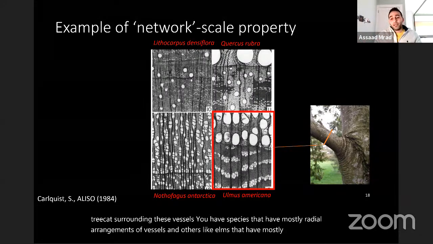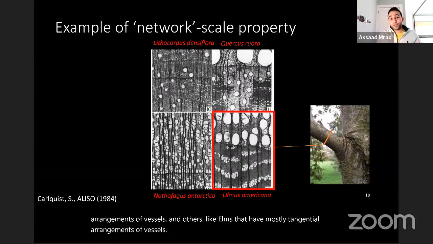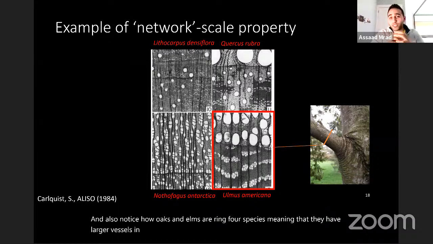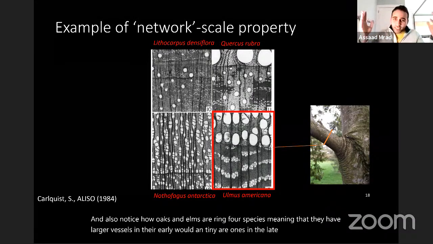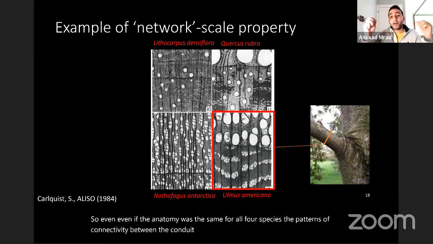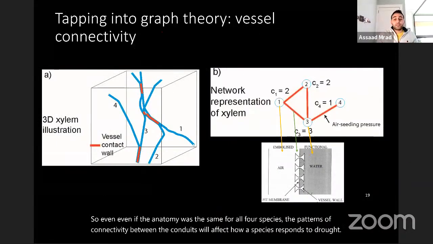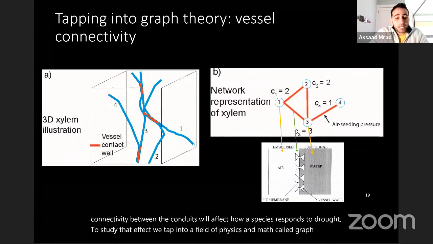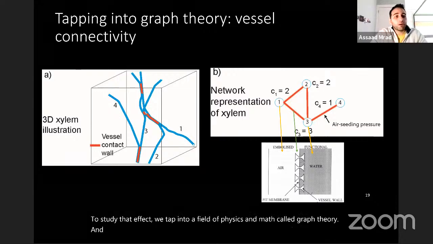And also notice how oaks and elms are ring porous species, meaning that they have larger vessels in their early wood and tinier ones in the late wood. And so even if the anatomy was the same for all 4 species, the patterns of connectivity between the conduits will affect how a species responds to drought. To study that effect, we tap into a field of physics and math called graph theory. And this approach specifically works for bubble spread dynamics for reasons I'm gonna explain.